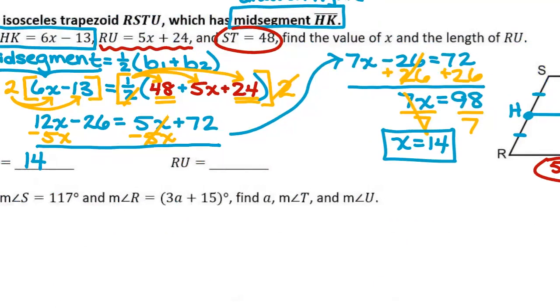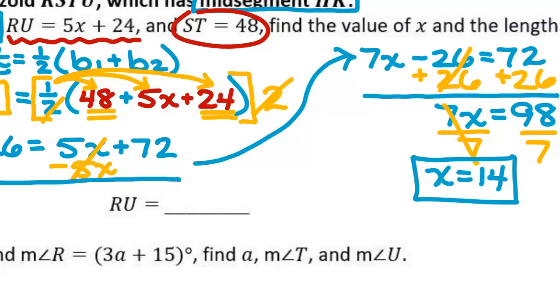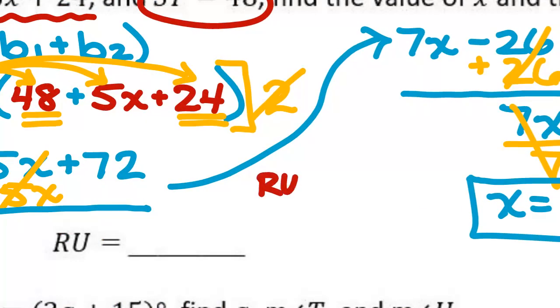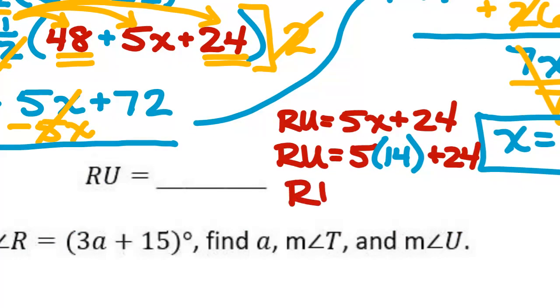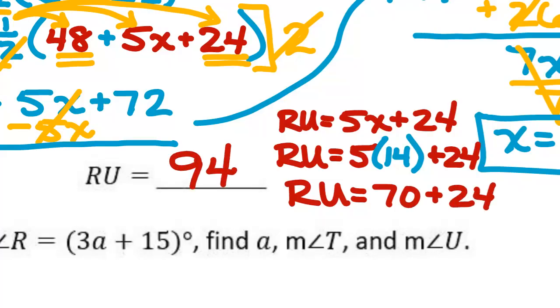We still need to find the length of RU. RU is 5x plus 24. And we just figured out that x is 14. So 5 times 14 plus 24. What do you get when you do 5 times 14 plus 24? Yep, 94. We get 70 plus 24, which gives us 94.